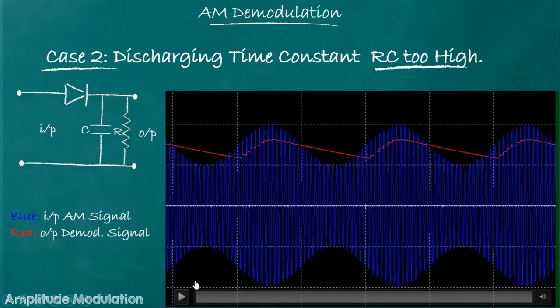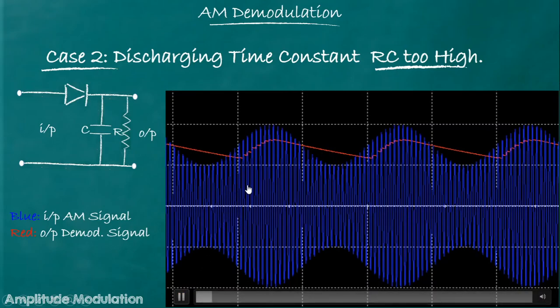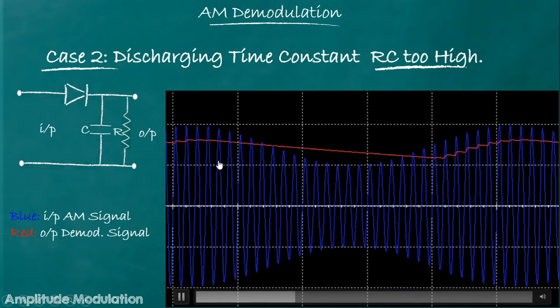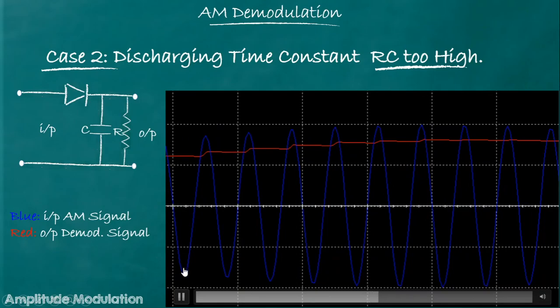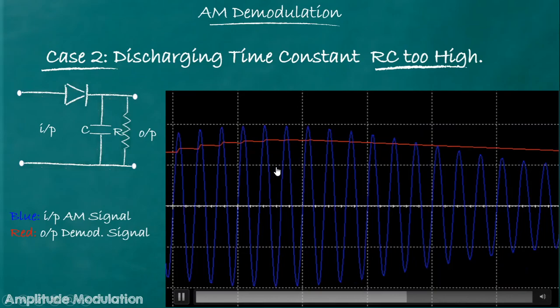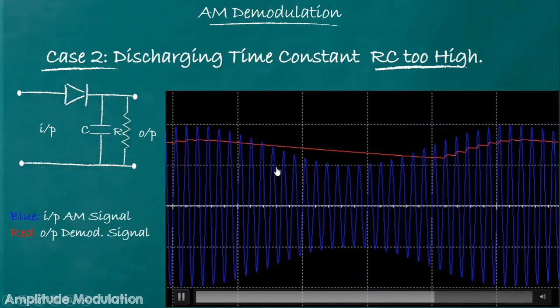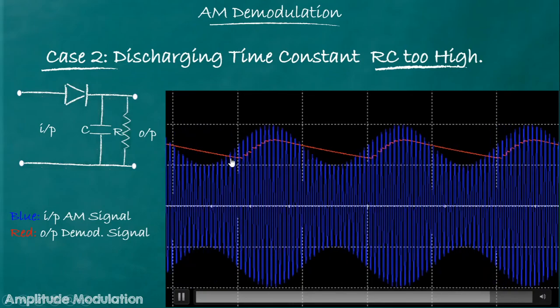Here the blue one is the input AM signal, and the red one is the output signal, which is the voltage across the capacitor. You can see that your capacitor is charging quickly, that is fine, but it takes too much time to discharge. It is discharging very slowly, taking a higher amount of time to discharge. So you can clearly see that your output signal is not following the shape of the envelope.